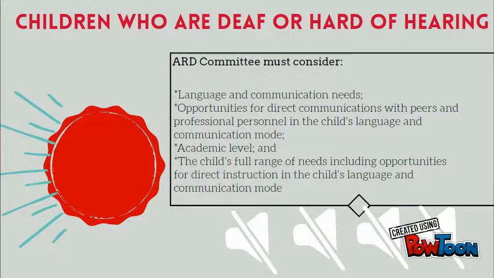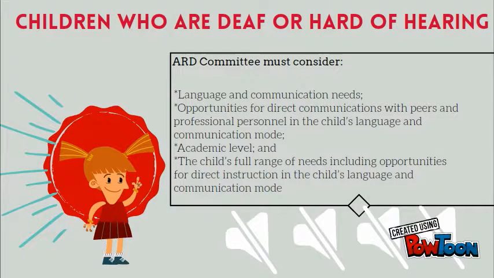Children who are deaf or hard of hearing: the ARD committee must consider language and communication needs, opportunities for direct communications with peers and professional personnel in the child's language and communication mode, academic level, and the child's full range of needs, including opportunities for direct instruction in the child's language and communication mode.